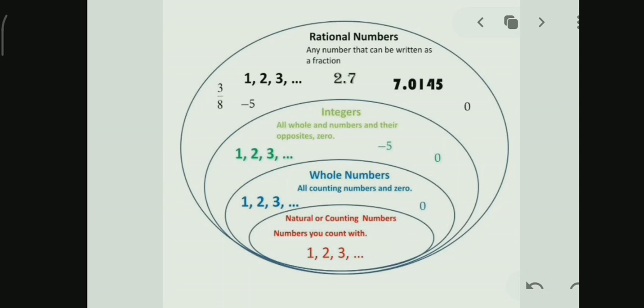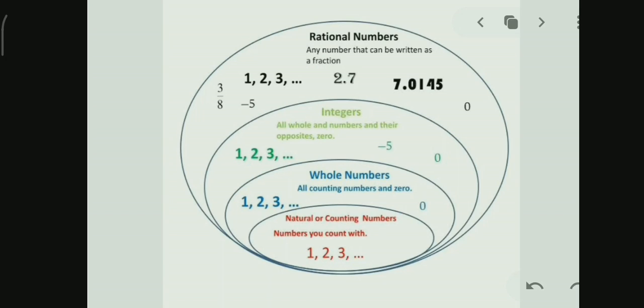If we include 0 with the natural numbers, we get whole numbers. So what are whole numbers? All the counting numbers together with 0 we call whole numbers. And then if we include the negative numbers as well, we get the integers. So an integer is a set of numbers which includes all the counting numbers, 0 and the negative numbers. So we get the integers, and then we come up with rational numbers.